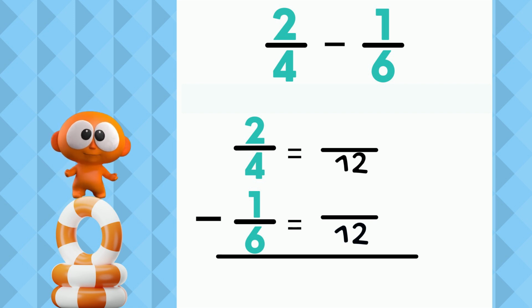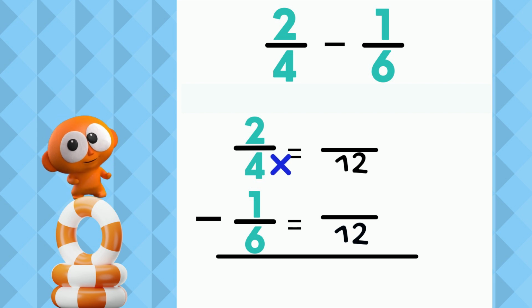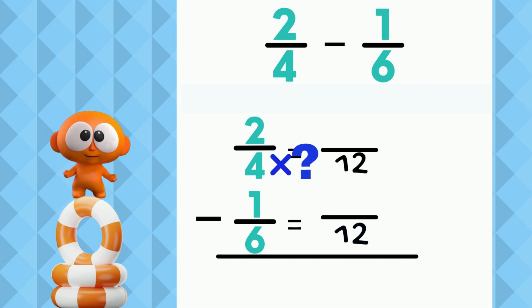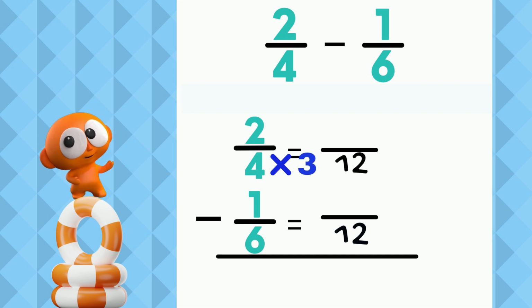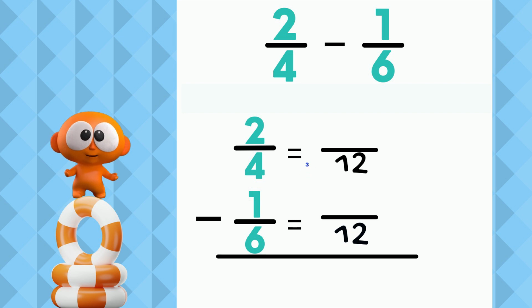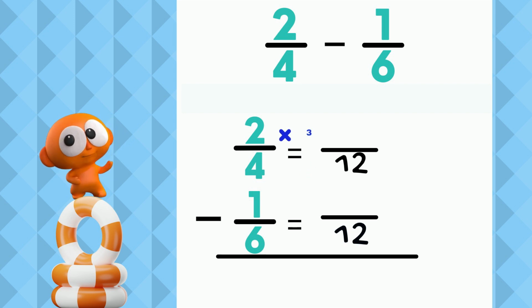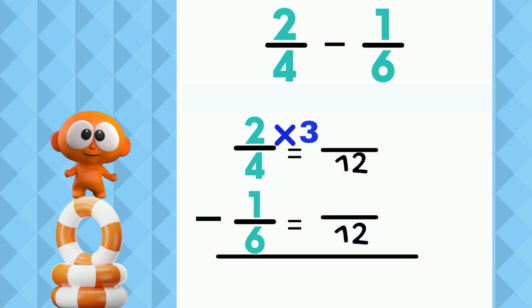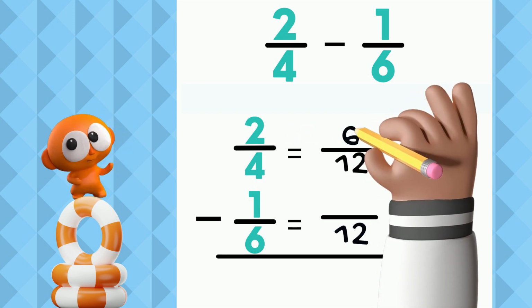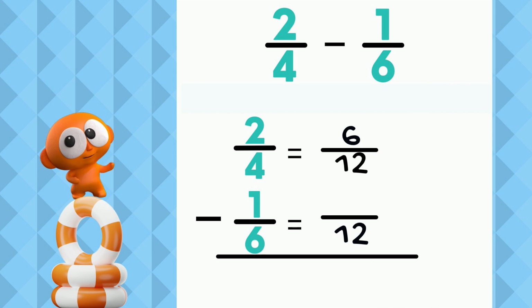To make an equivalent fraction, we must multiply the top and bottom by the same number. 4 times what number equals 12? You are correct. It is 3. Multiply 2 by 3 across the top, and you will get 6. 2/4 equals 6/12.